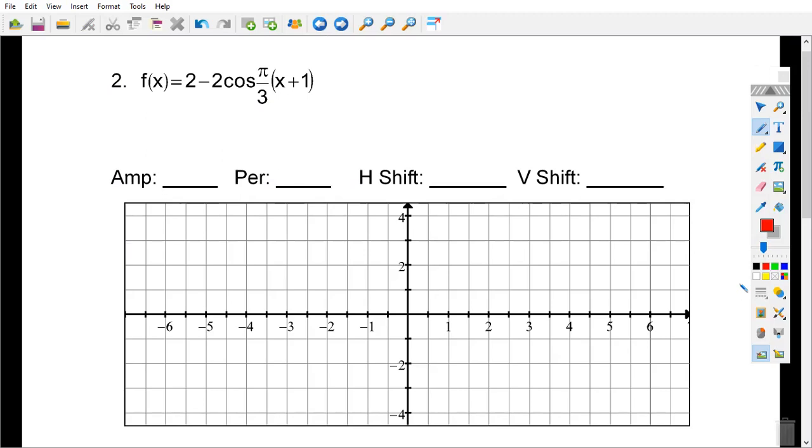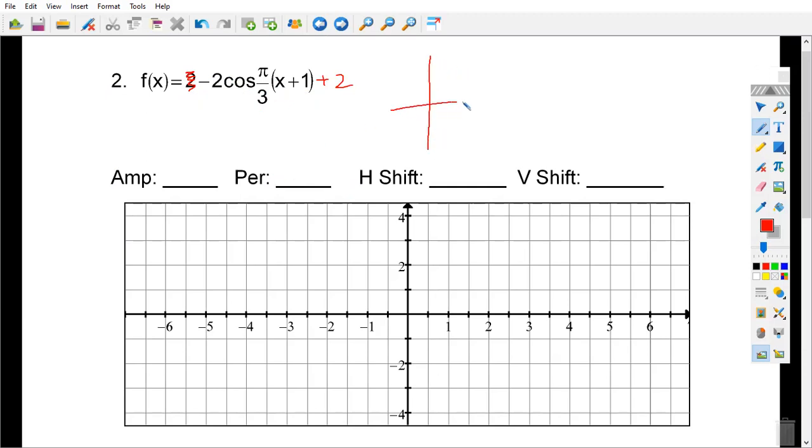Okay, this is cosine. It's going to work a little different. Notice here that it's 2 minus 2 cosine pi over 3 times x plus 1. This 2 is still your k value. If it bothers you that it's in the front, cross it out and move it to the back. It is still your k value. Okay, doesn't change anything. It's just there.